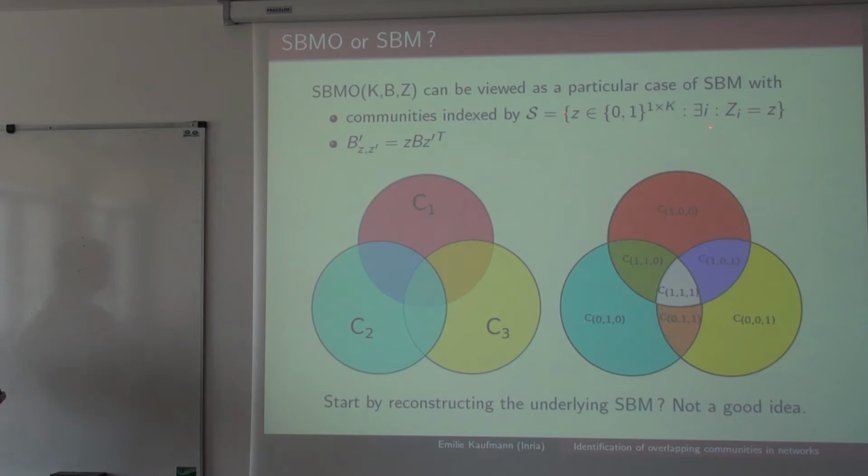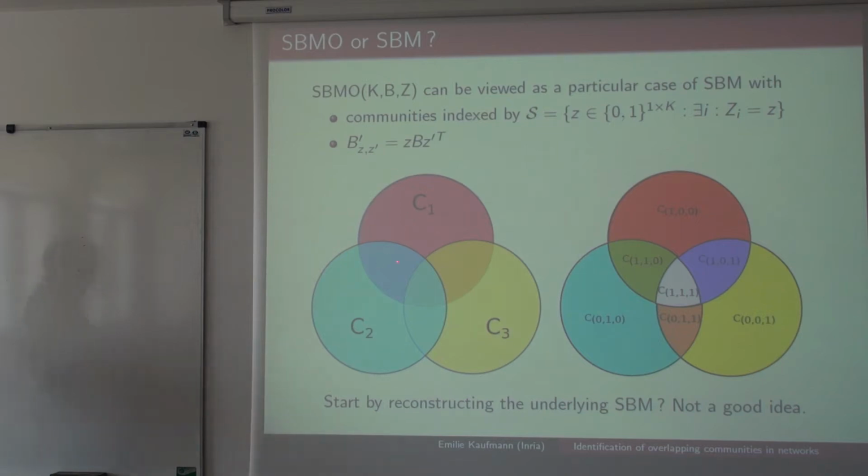So the Z for which there exists a node having this membership vector will form what we call the subcommunities. And so the corresponding connectivity matrix of this SBM with overlapping communities will be the following. So here I show you an example. We have, say, an SBMO with 3 overlapping communities.